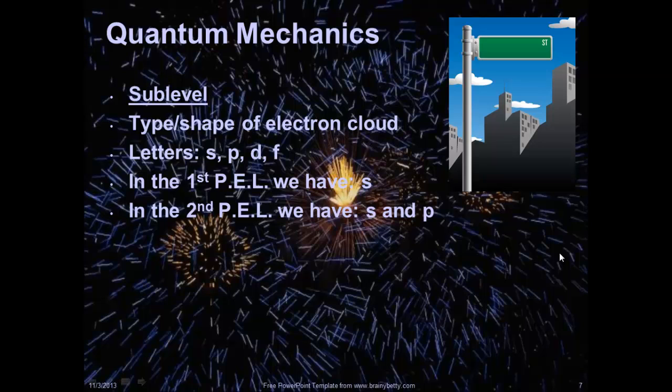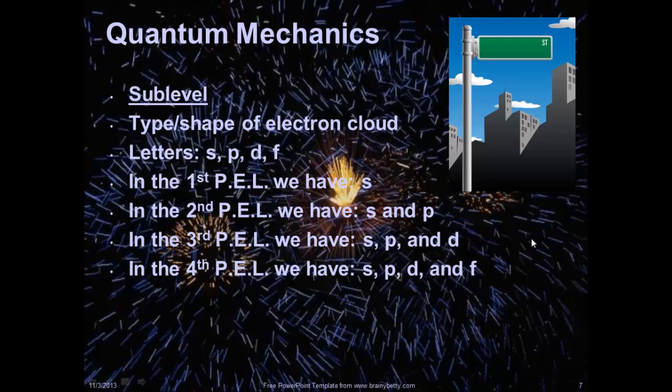In the second principal energy level, we have an S sublevel and a P sublevel. So again, with the comparison to the towns, in the second town we have S Street and P Street. In the third principal energy level, we have S, P, and D. And you might be able to predict at this point, in the fourth principal energy level, we have S, P, D, and F. And we'll continue to have all four types of sublevels for energy levels 5, 6, and 7. There are more letters beyond letter F, but we're not going to learn what they are. We're stopping with letter F.